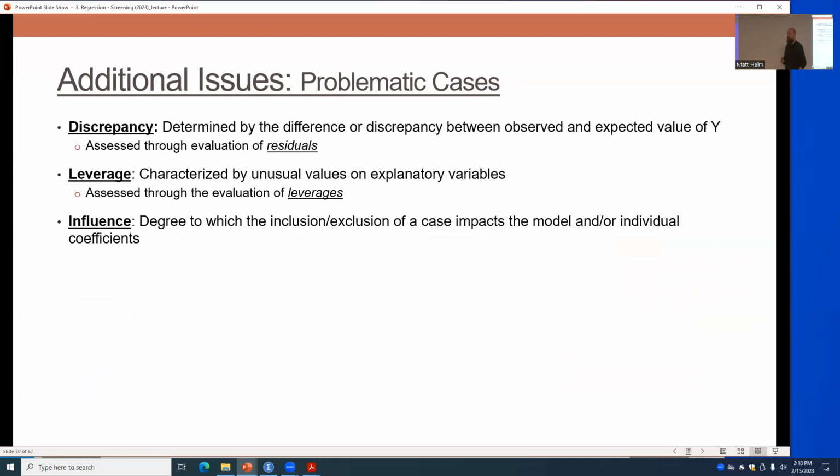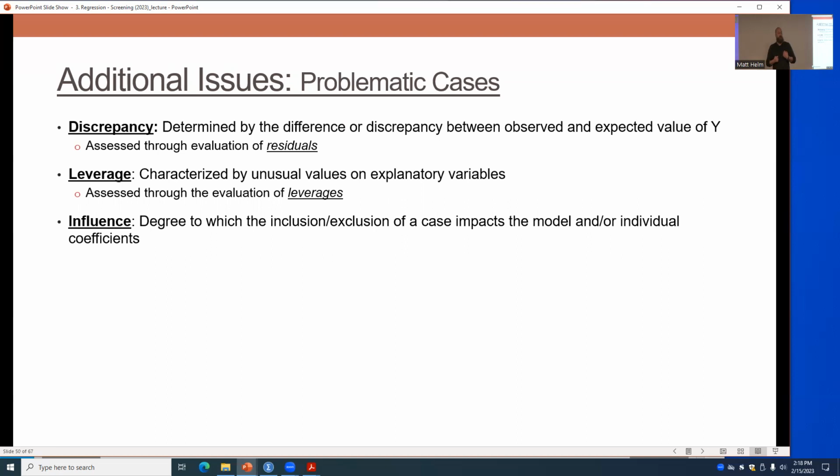Okay. Then we're going to go through and start looking at problematic values. Remember, we're looking at discrepancies. Discrepancies, these are residuals. We've already looked at our residuals in terms of their distribution. But now we're going to pull those up again and think about looking at problems in terms of our predicted value.